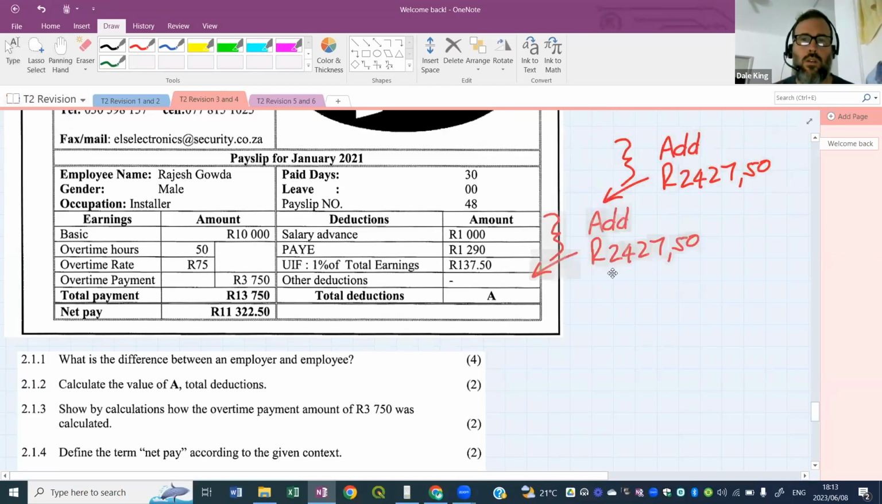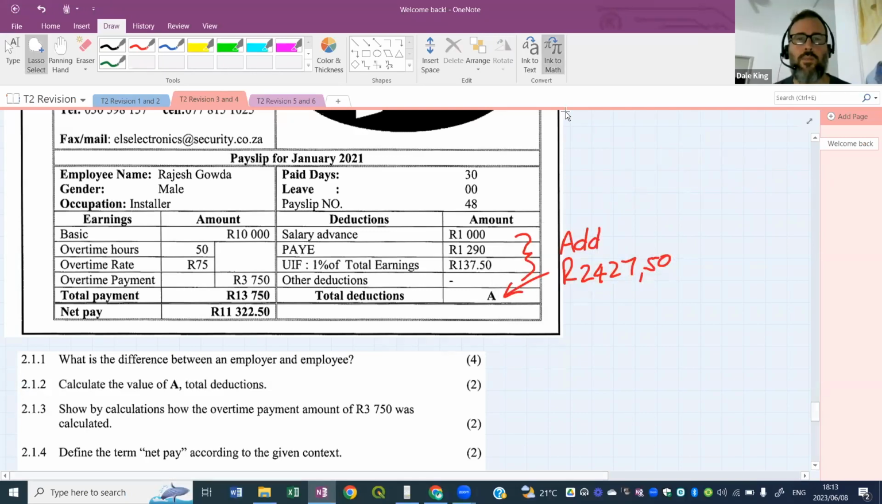All right, so that is our total for A. That is question 212. Okay. All right, next question. I see some of you guys are jumping the gun already. It says here, show by calculations how the overtime payment amount of 3750 was calculated. So what are they talking about?